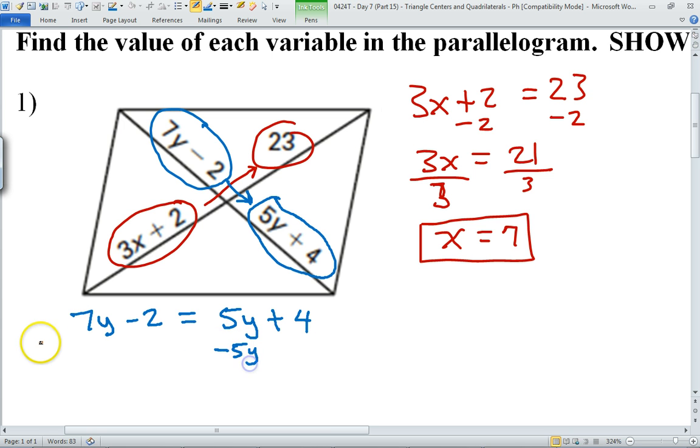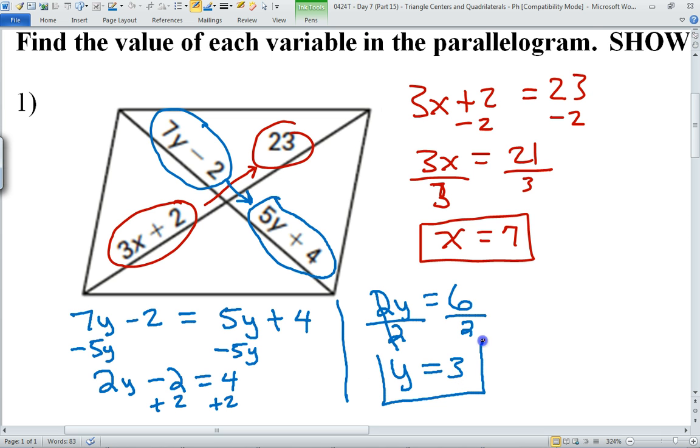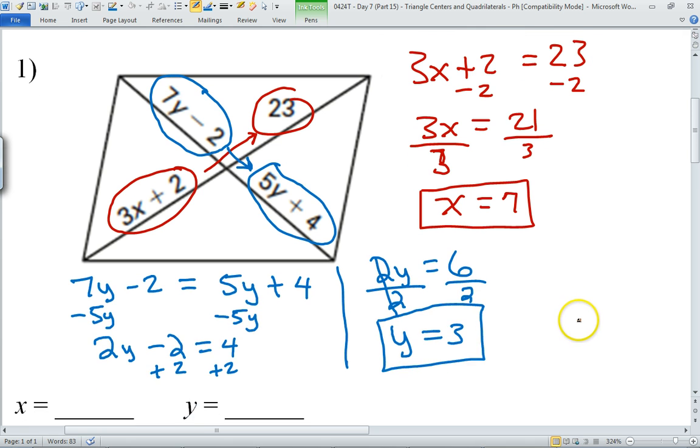Let's subtract 5y from both sides. Get those y's together. That's going to give me 2y minus 2 equals 4. Let's add 2 to both sides. That's going to give me 2y equals 6. Divide by 2 on both sides. That's going to give me y equals 3. Alright, so that's how you do number 1.